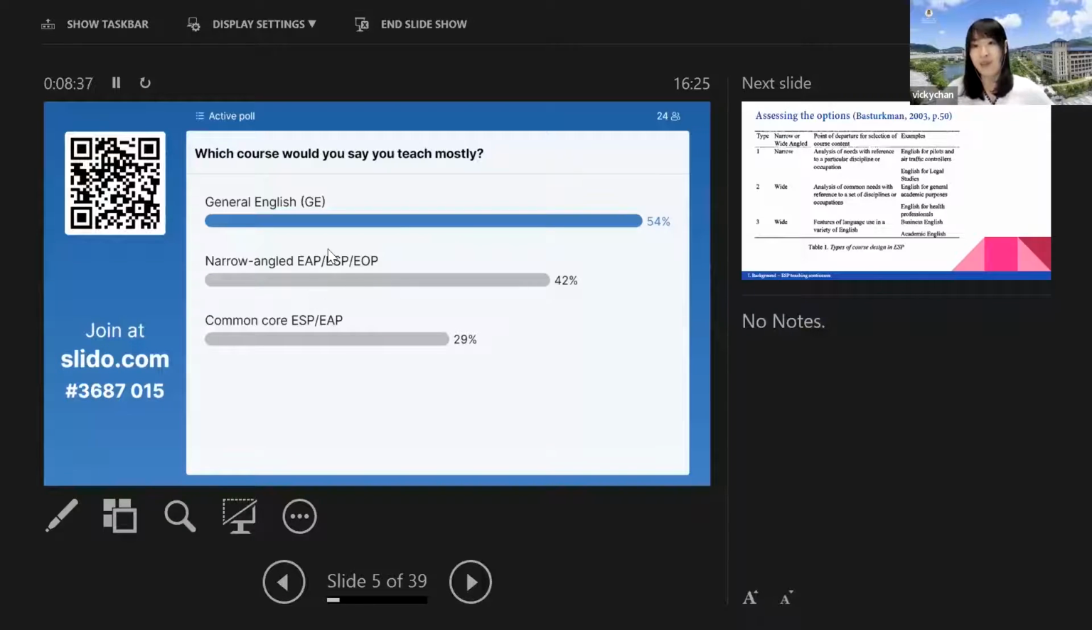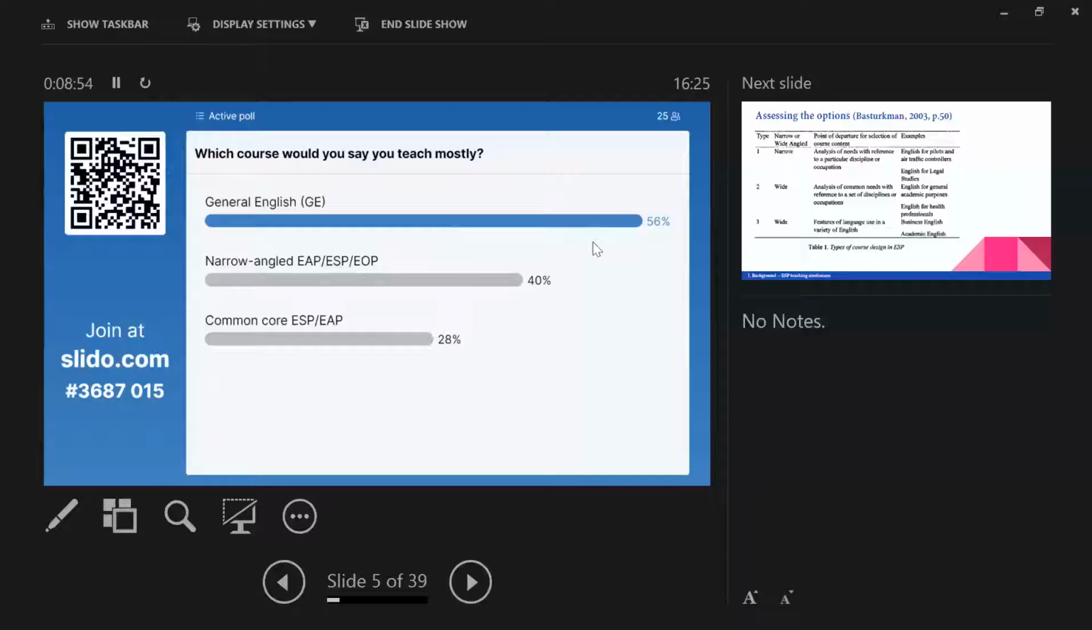And that's why I would like to share with you guys about how a Common Core ESP or EAP teacher in a university can approach a very narrow focused EAP course or ESP course. Thank you everyone for your input. That's very interesting.